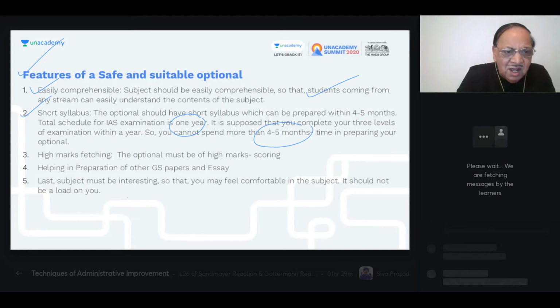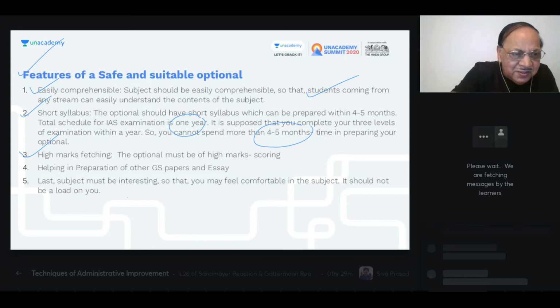The third is high marks fetching. What is important? The important thing is the marks. That decides your career. How many marks you obtain in the examination will decide which place in the list you are going to have. So that's why the subject must be very marks fetching.